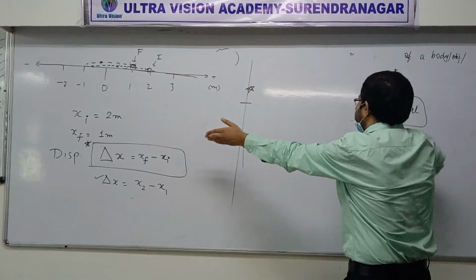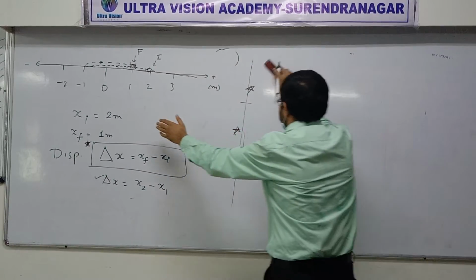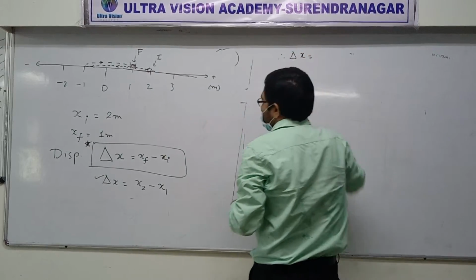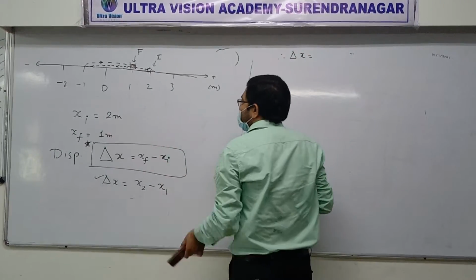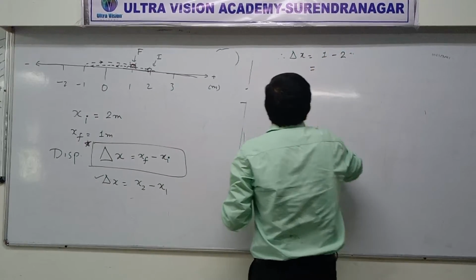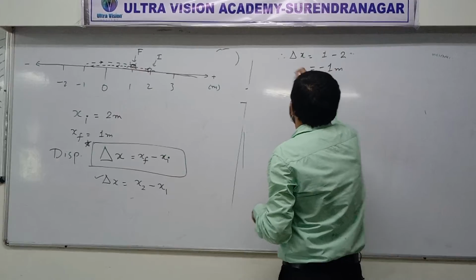Now let's find displacement here. Okay, we have the formula, let's put the value. Therefore, delta x is equal to, what is xf? 1. What is xi? 2. So 1 minus 2, how much? Minus 1 meter in this case.